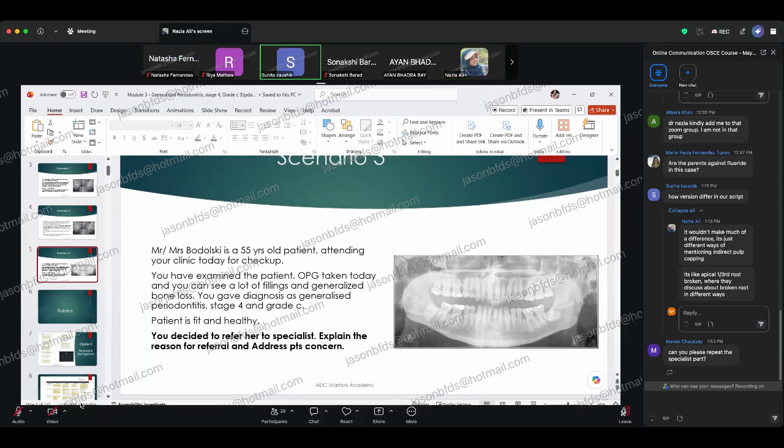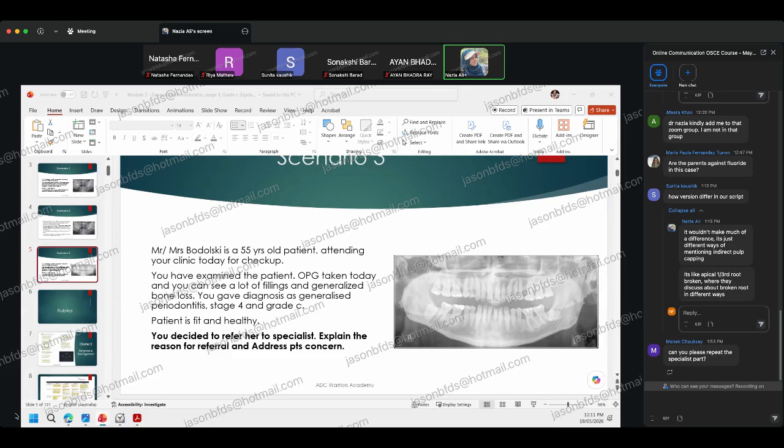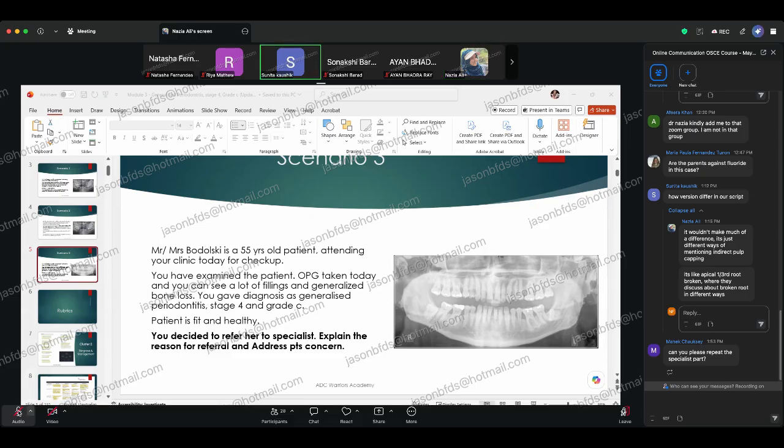Dr. Nazia: Yes. So do they always give this diagnosis so that they want us to explain this stage 4 grade C, or they want us to diagnose? No, the diagnosis is always given in this case, always. Always, okay. And can you tell me a little bit more how to differentiate stage 3 and 4?